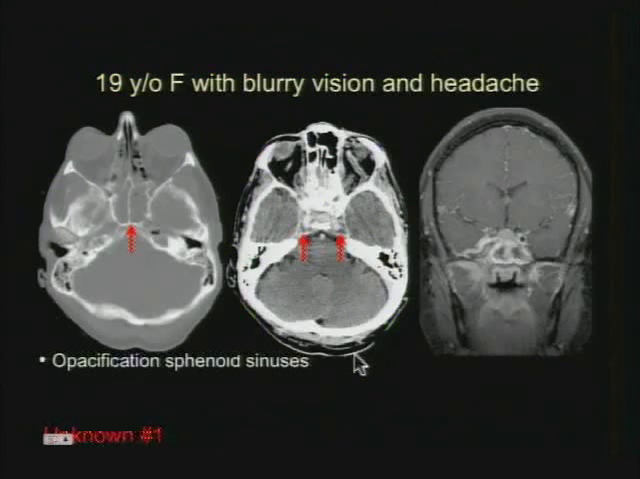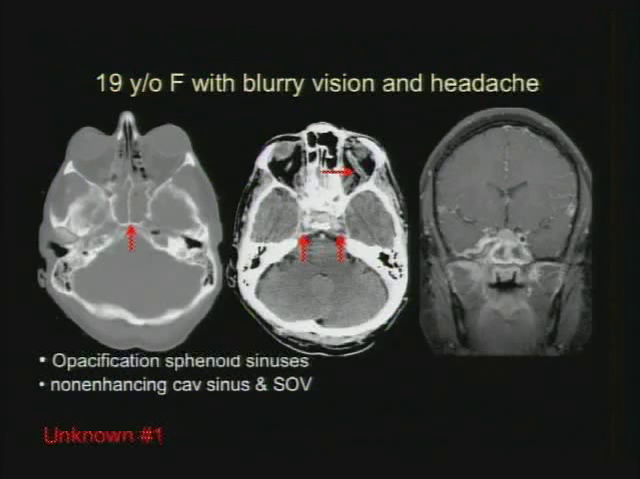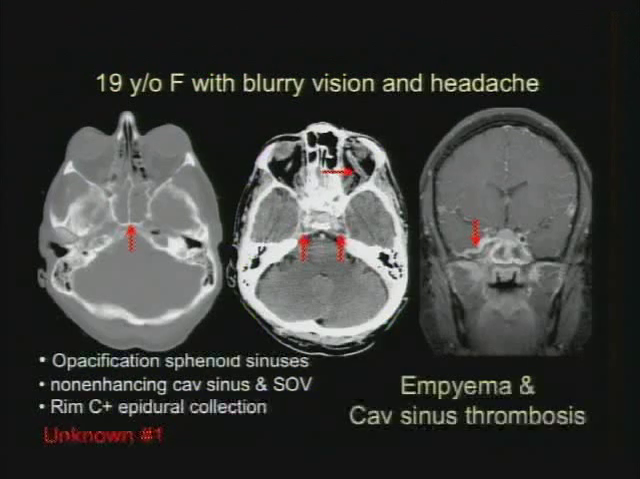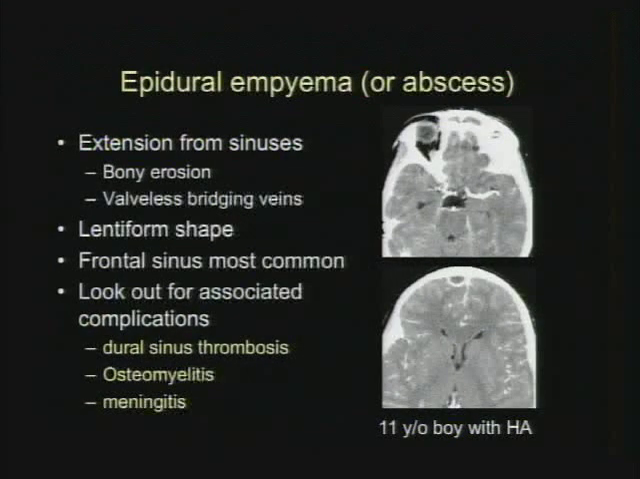And if you look carefully on that same image, you can see thrombus extending into the superior ophthalmic vein. And when you look at the coronal post-GAD, you can see that this patient has an epidural collection extending into the middle cranial fossa here, and that's an epidural empyema or abscess extending from the sphenoid sinuses. So epidural empyema or abscess is usually going to extend from the paranasal sinuses, with the frontal sinuses being the most common. Remember that you may not always see bony erosion because you can have spread through the valveless bridging veins. And remember to look out for associated complications.